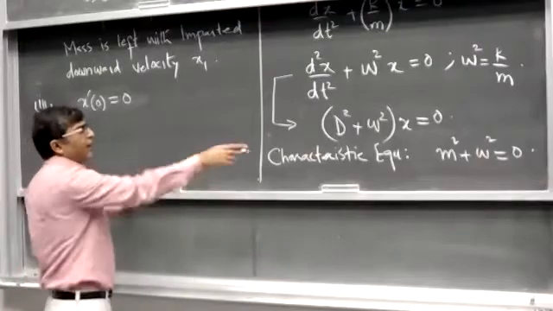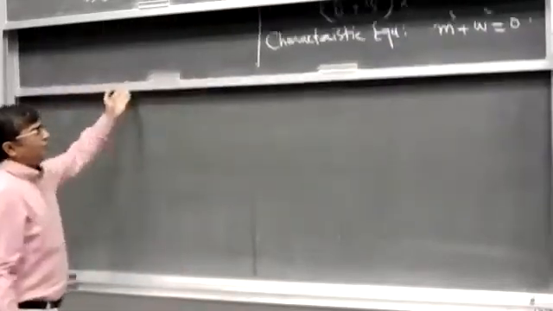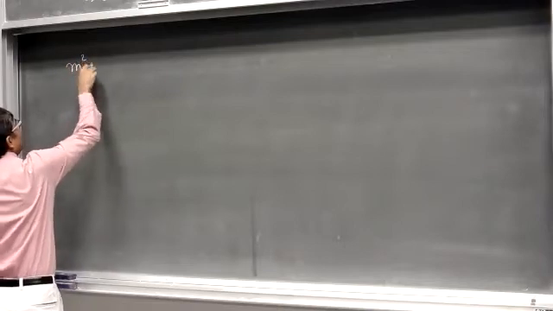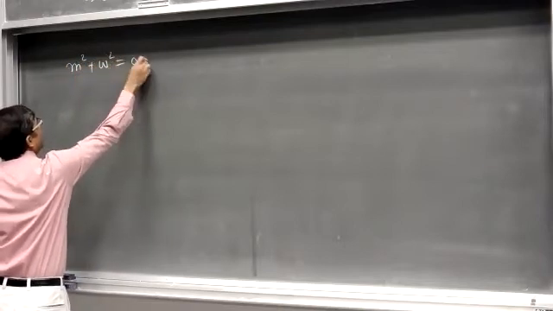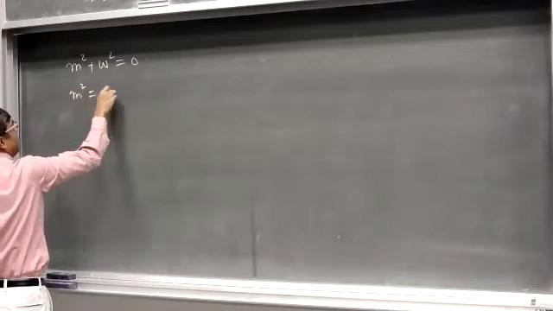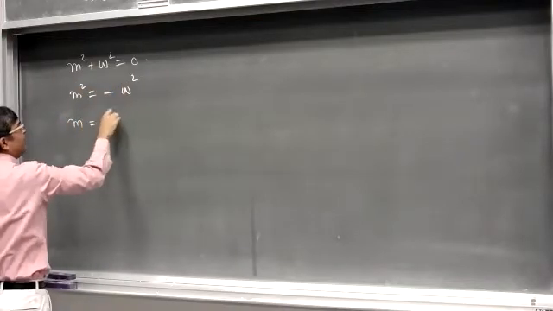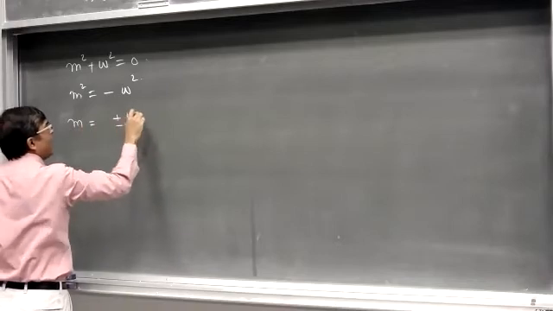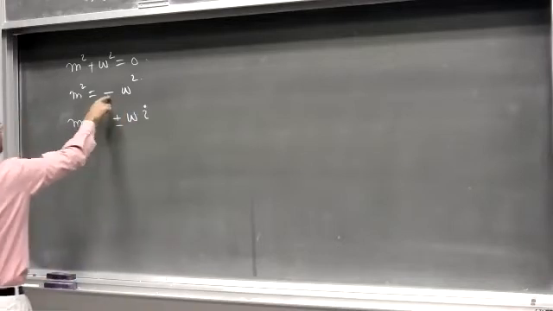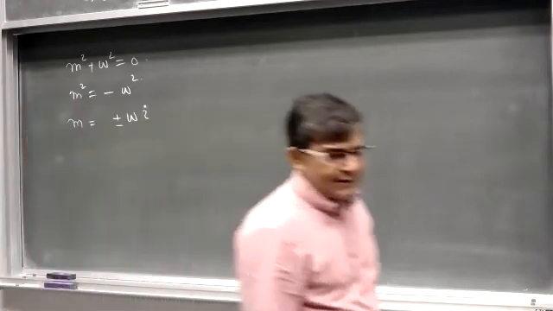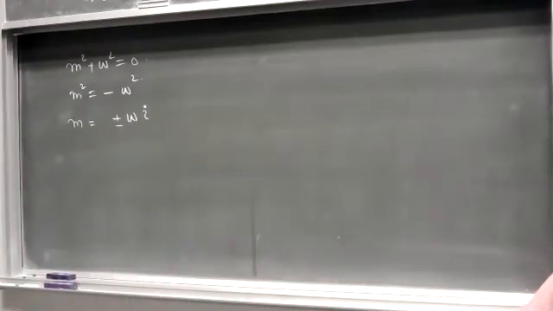Now, how can we find the roots of this equation? If we have an equation of this kind, we can write m square is equal to negative omega square, and definitely m will be plus minus omega into iota, because here we have a negative sign. So these are basically complex conjugate roots.